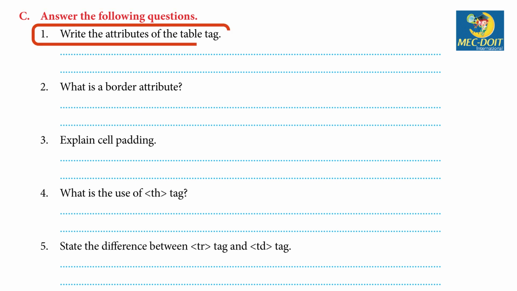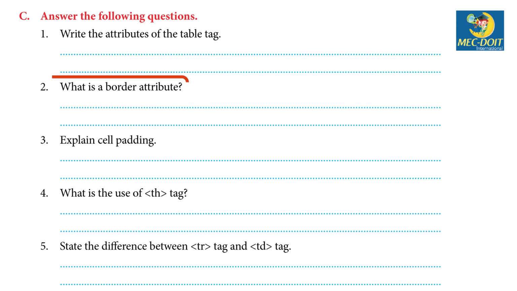1. Write the attributes of the table tag. Answer: attributes of table tag. 1. Border. 2. Height and width attribute. 3. Cellpadding. 4. Colspan. 5. Rowspan.